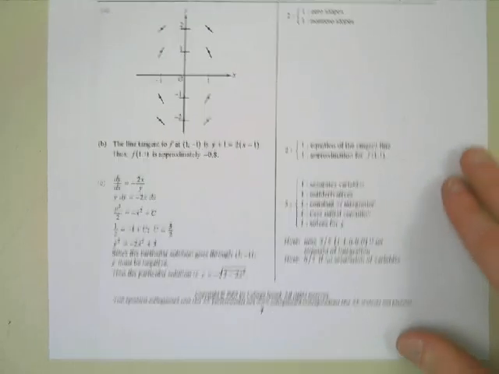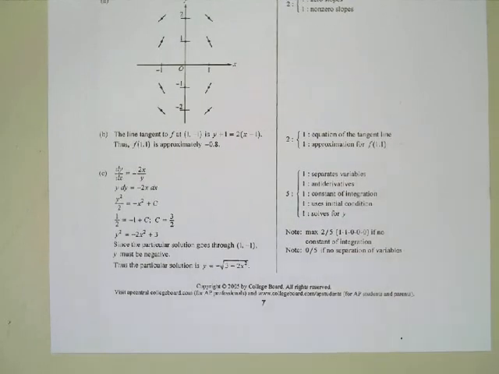Letter B, all right? 1 point for the equation of the tangent line, 1 point for the approximation. So again, even if you maybe make a mistake with the arithmetic, you still get a point for coming up with the equation for the tangent line. It's a point there. And then look, letter C, 5 points.